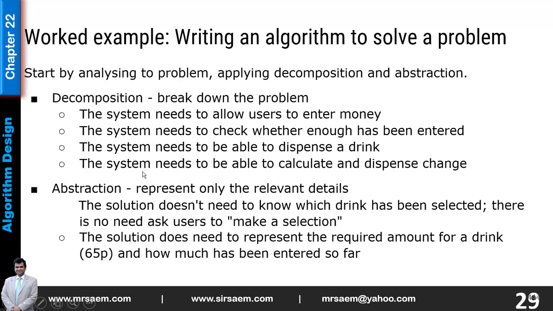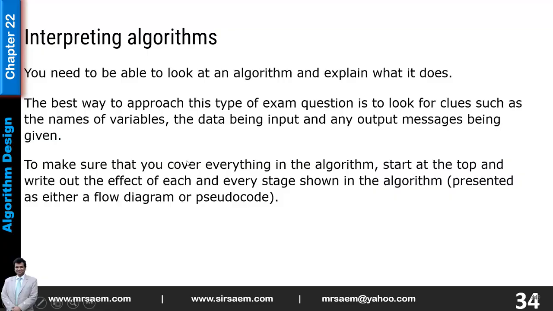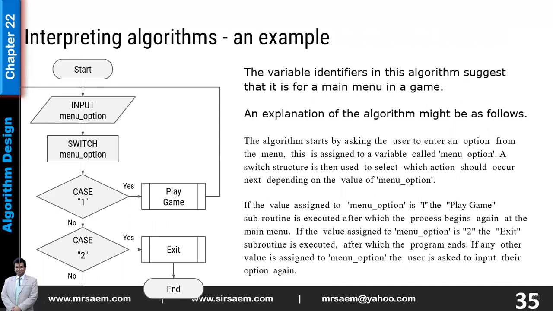We had discussed this: the system needs to allow the user to enter money, the system needs to check whether enough money has been entered, the system needs to be able to dispense the drink, the system needs to be able to calculate and dispense change. So we did write down what our system will do. OK, so we had to separate this, and that's what we have done over here, right? I showed you a very complex problem suddenly, it's not all that complex that you may get it like this. OK, we will practice it a lot.